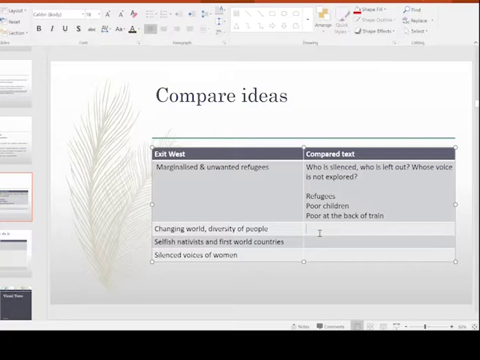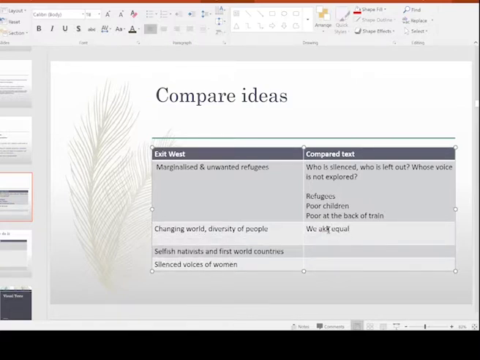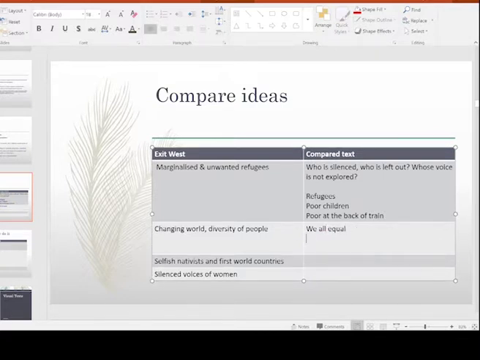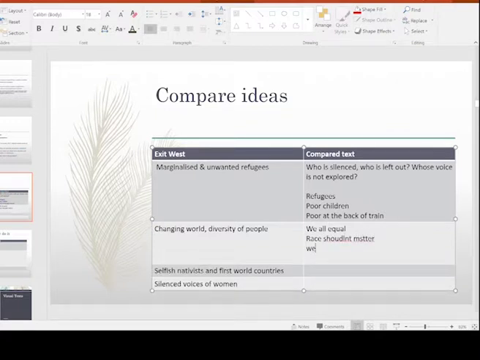Then you've got the changing world and the diversity of people. So what is it saying about the world? It's saying that we're all equal now. So all of those texts are trying to produce that idea that we're all equal, that race shouldn't matter, that wealth shouldn't matter. Where you're born shouldn't matter.